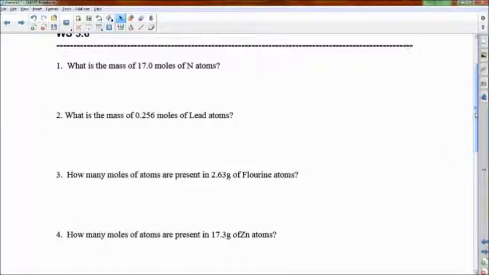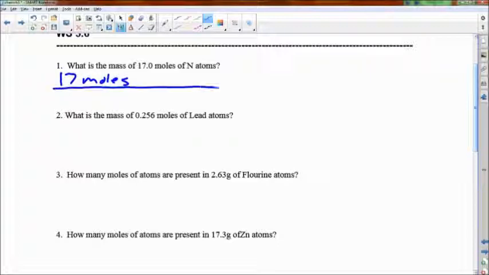So you've had some time to look at these review problems on molar mass. So let's go ahead and go through the answers for those. Number 1 says, what is the mass of 17 moles of nitrogen atoms? So I've got 17 moles. I need to know the mass. Anytime I'm thinking about mass, I should be looking on the periodic table. My molar mass for nitrogen is about 14.01 grams for every 1 mole.